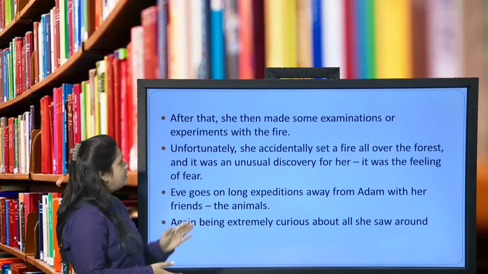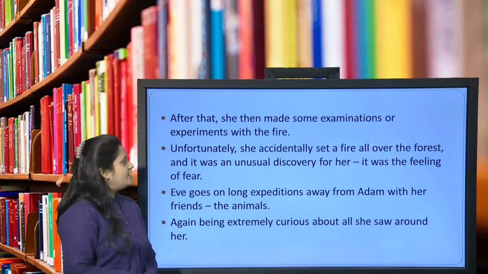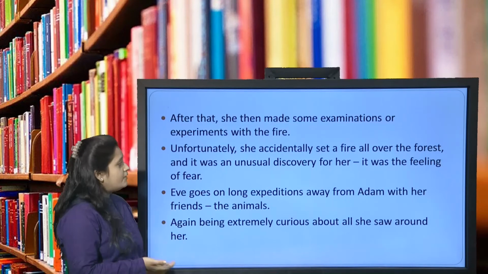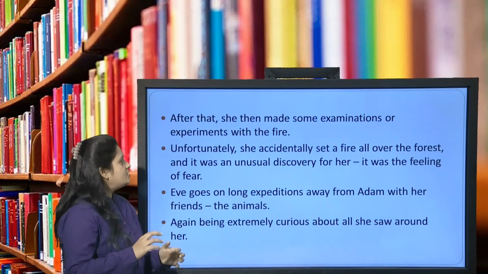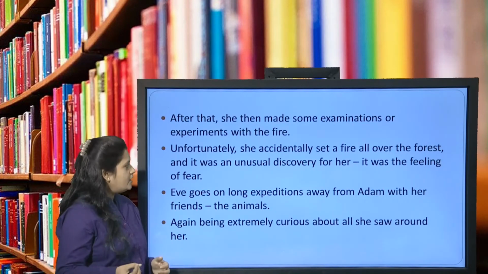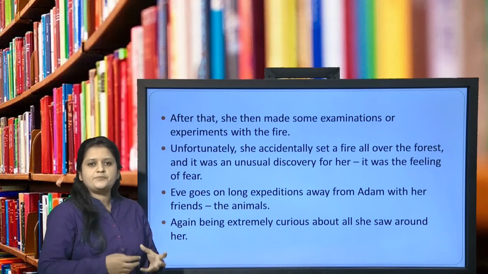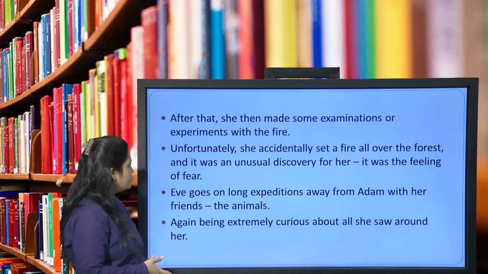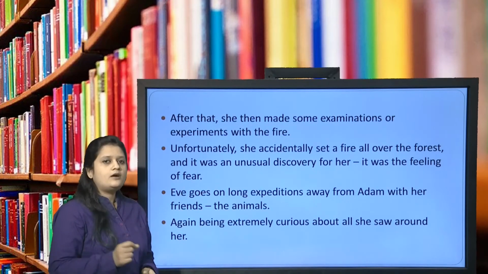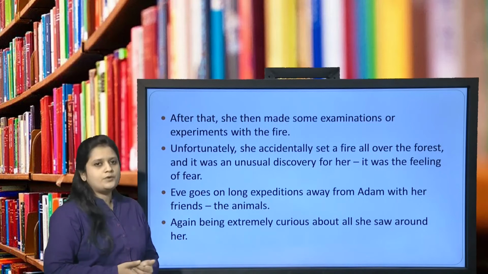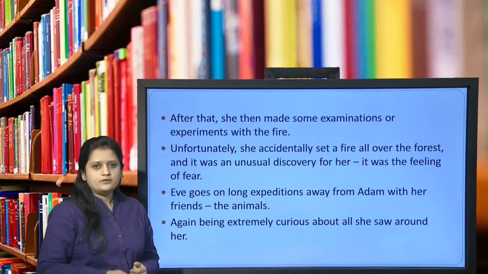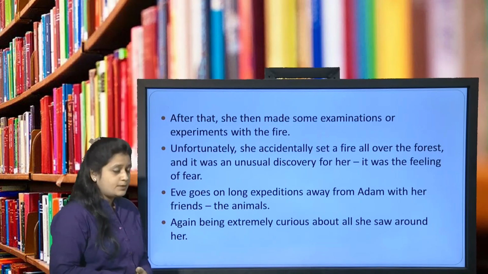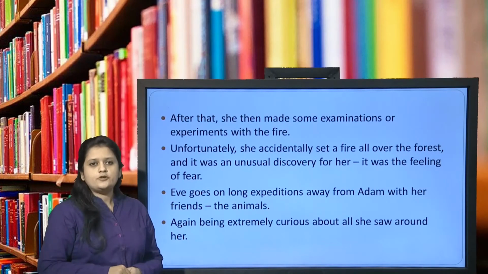Moving further, after that, she then made some examinations or experiments with the fire. Now, here, unfortunately, she accidentally sets fire all over the forest because she is experimenting and it goes wrong, and she sets fire all over the forest. And for her, there was an unusual discovery of fear. It was the feeling of fear that she has experienced for the first time with the accident of fire.